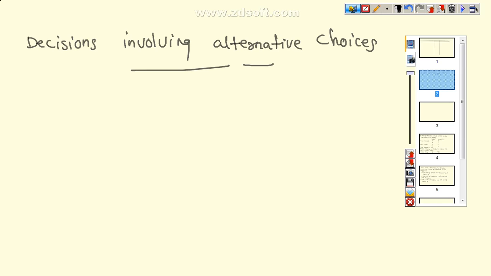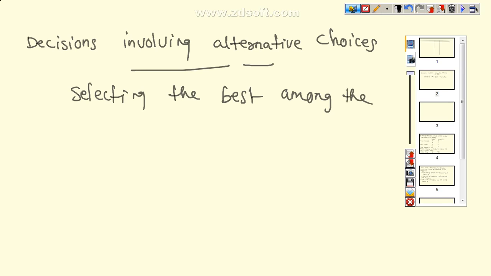Let's understand the concept of decision making. Decision making is the process of selecting the best among the number of alternatives. So there may be two alternatives or more than two alternatives. We have to choose the best among the alternatives, that we term as decision making.